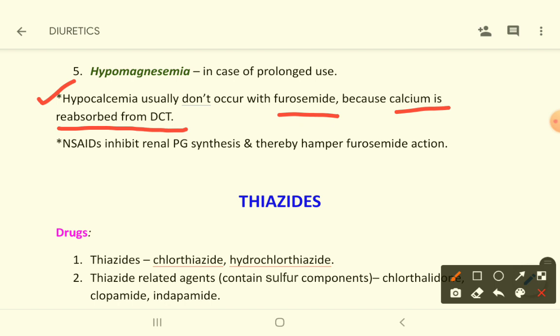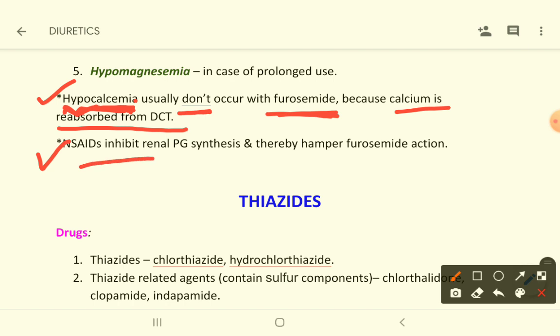Okay, so hypocalcemia is less prominent with furosemide because that will inhibit the reabsorption of this calcium in the loops, but that will be reabsorbed again in the distal tubules. So hypocalcemia usually does not occur.